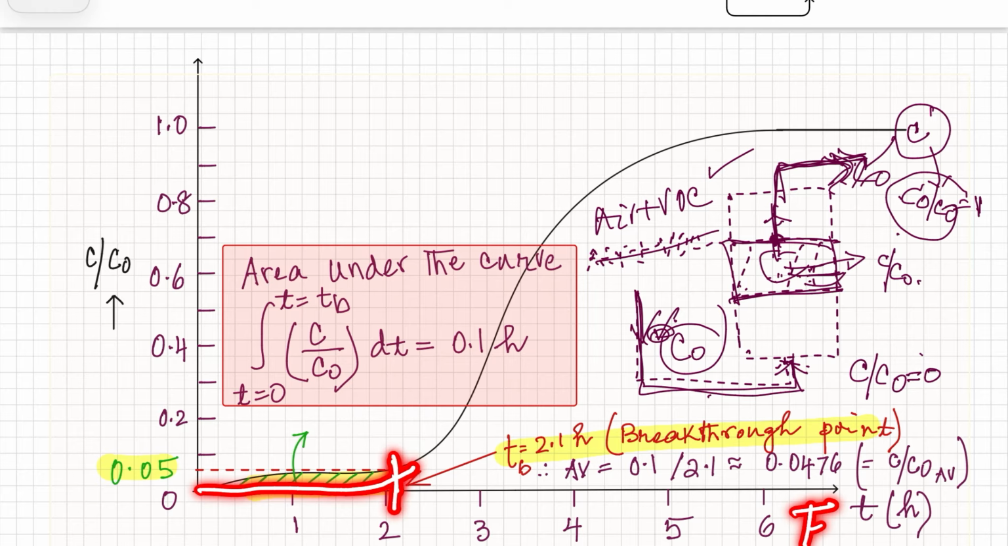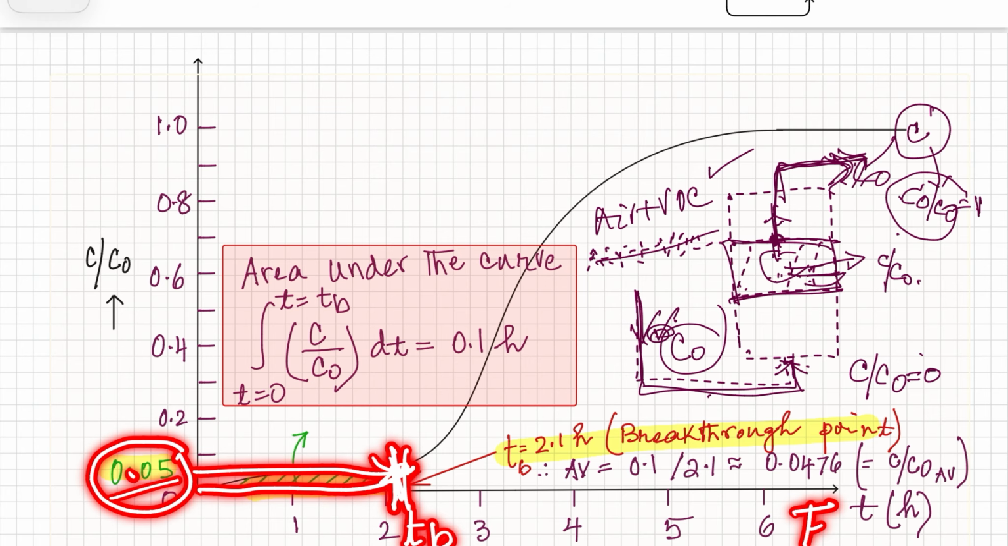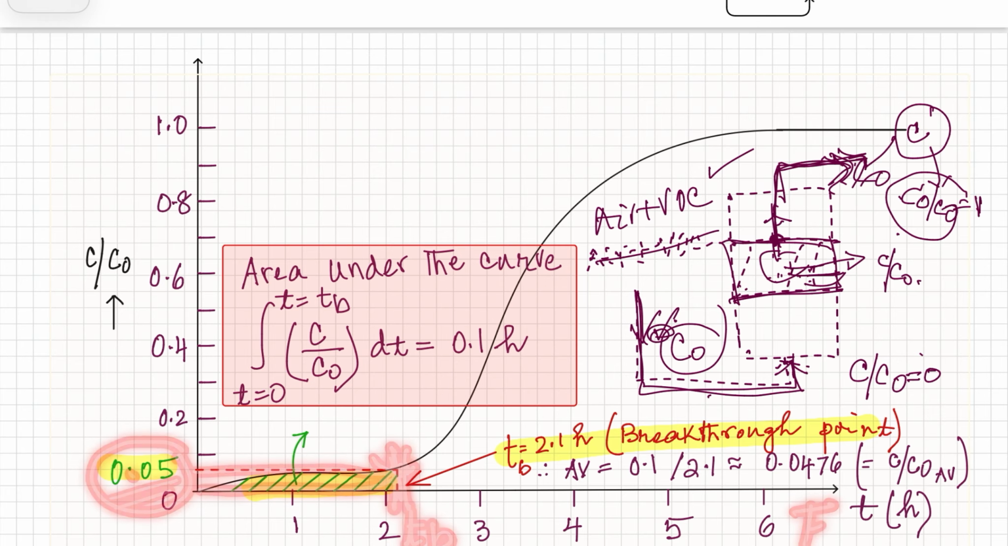There's nothing that comes out here, but at a certain point, what is called the breakthrough point, TB, a certain amount of concentration shows up. What is that certain amount of concentration? According to this problem, and that is also the industry standard, we say C by C0 is equal to 0.05. That means 5% of the inlet concentration. At that point, we call it that the breakthrough has been achieved.